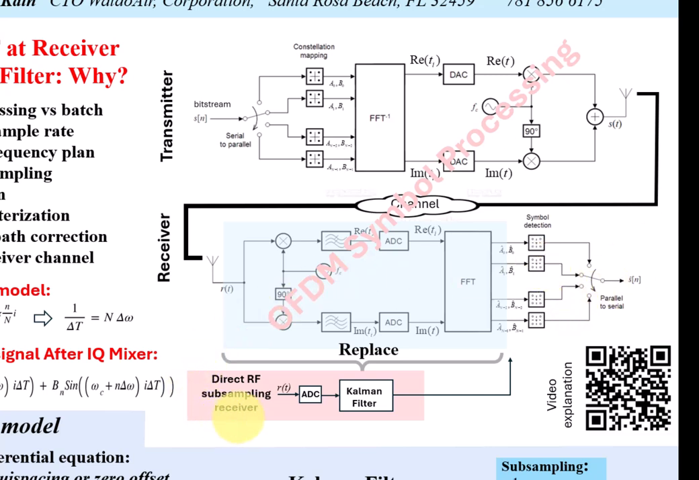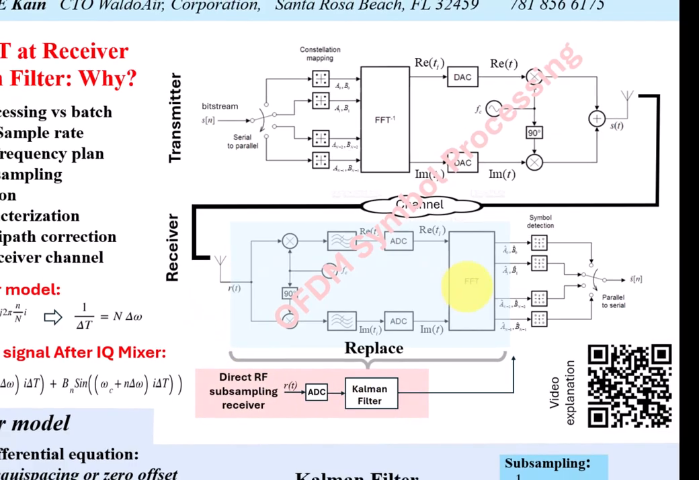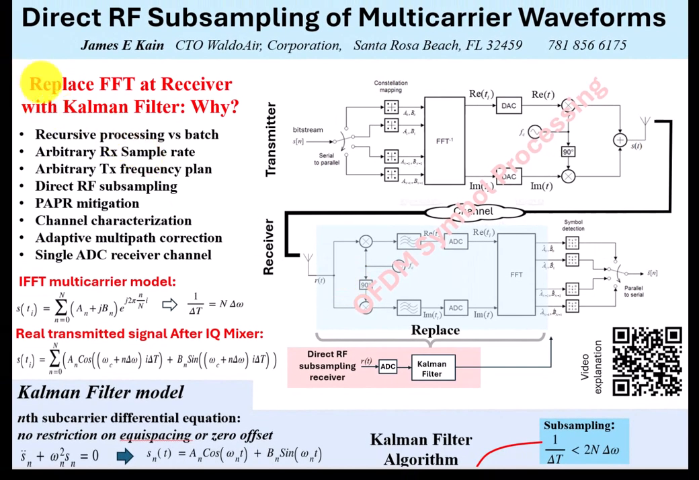The research presented here replaces OFDM's receiver processing with a single ADC and the Kalman filter. Why would we modify the elegant and time-proven OFDM mechanization? We have listed a few benefits here. First, the Kalman filter processing is recursive versus FFT's batch process.